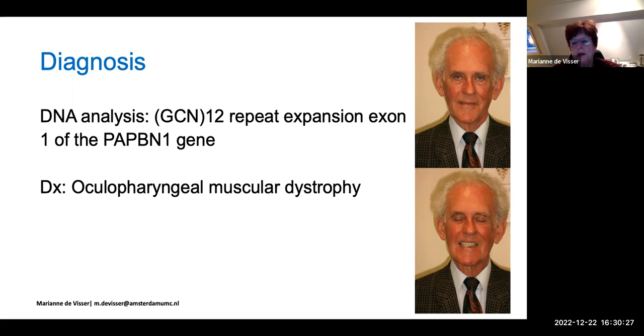So we went straight for DNA analysis aimed at finding an expansion in the PABPN1 gene, and indeed that was the case, so we could diagnose him with oculopharyngeal muscular dystrophy. And this is very important because he has children who wanted to have genetic counseling for this.